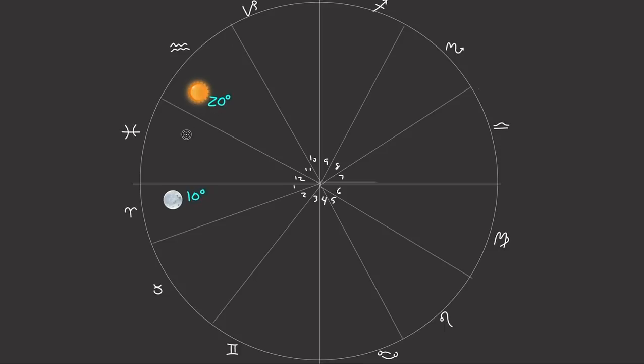Now, obviously, these planets are continually moving. So this one is going to be moving this direction, and this one is going to be moving this direction. At some point, they'll come closer and closer, assuming that the sun is faster than the moon, which it's not.